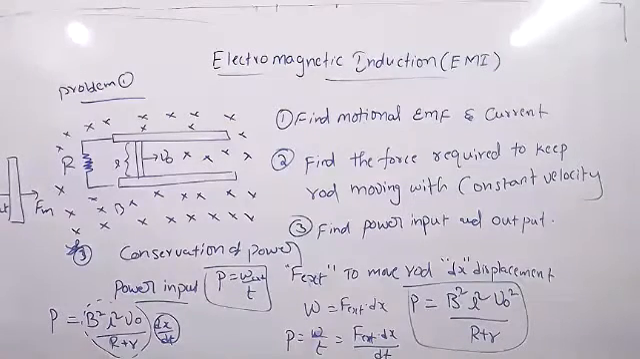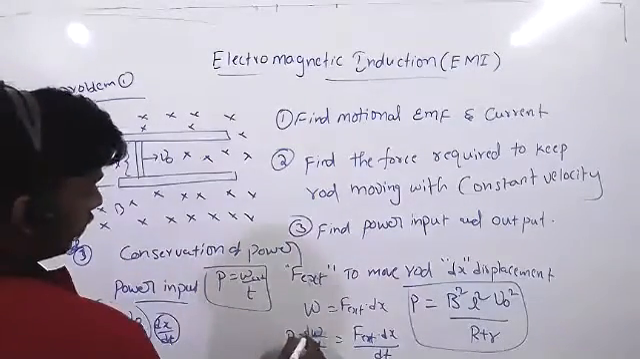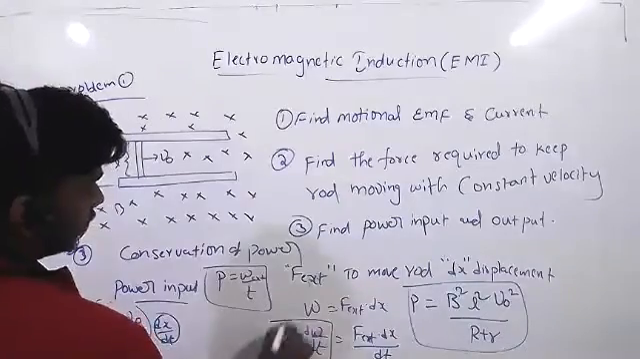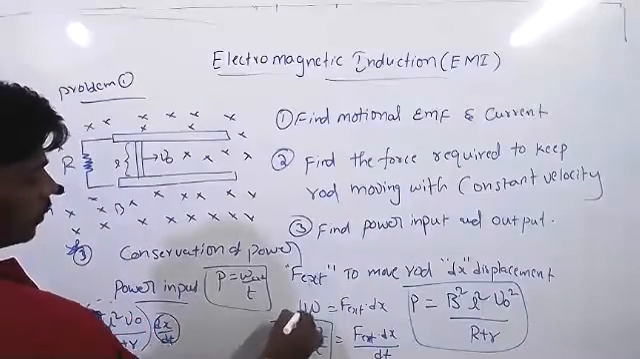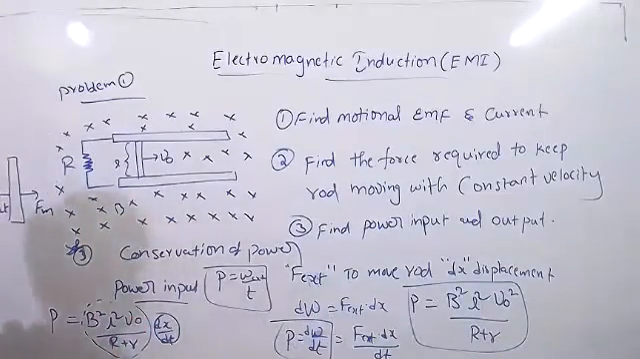Because in the previous question only we derived the force formula. How much force we are applying, we calculated that. Force into displacement is nothing but work. Work by time is nothing but dw by dt, small work done to give small displacement. That's the input power.